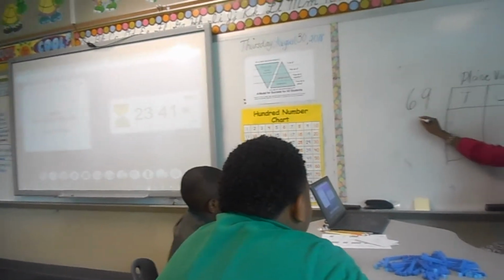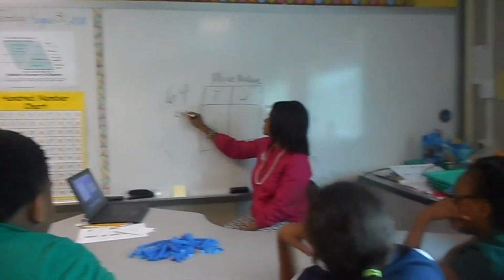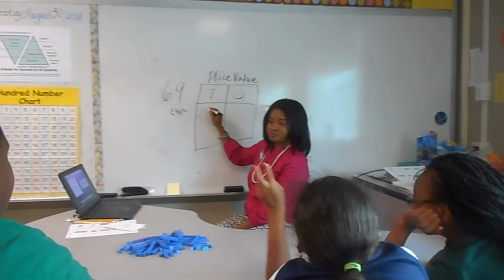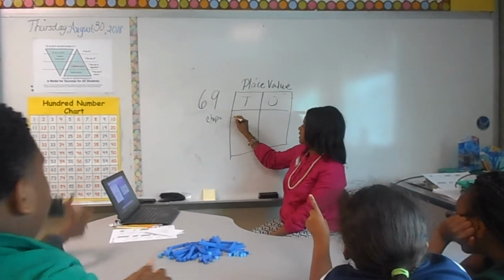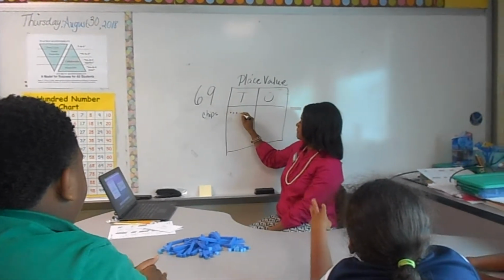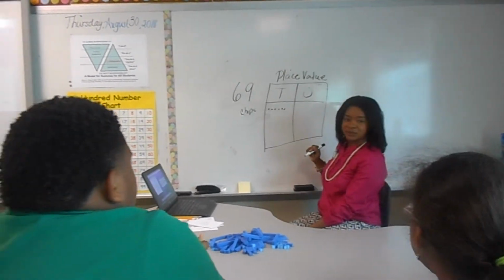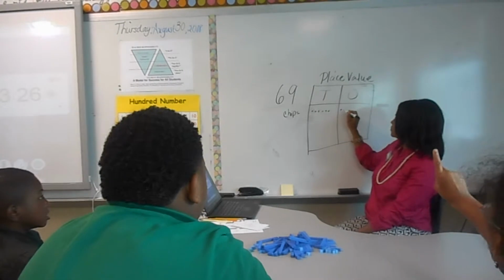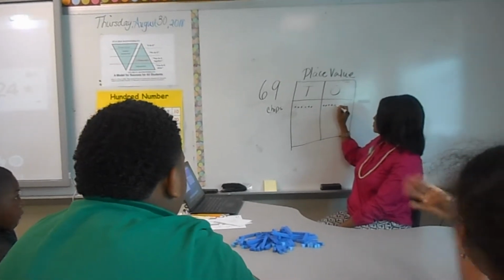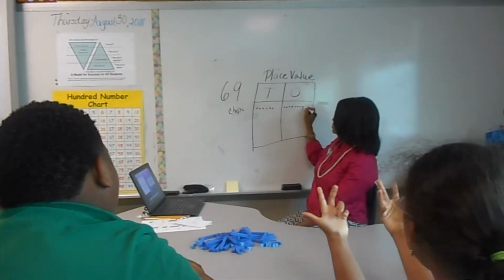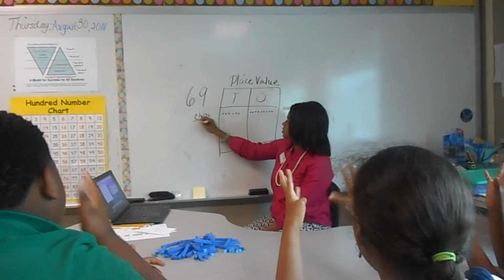Okay. So let's do the chips first. How many chips? 6. Let's count them. 10, 20, 30, 40, 50, 60. Now what about my ones? 9. Let's count them. 1, 2, 3, 4, 5, 6, 7, 8, 9. Okay, so we did the chip model.